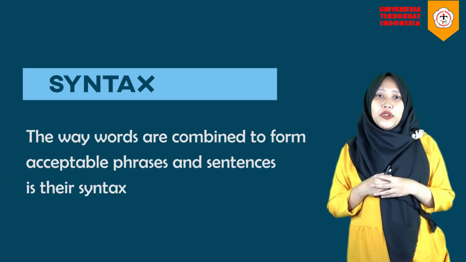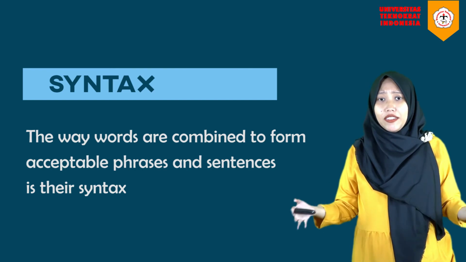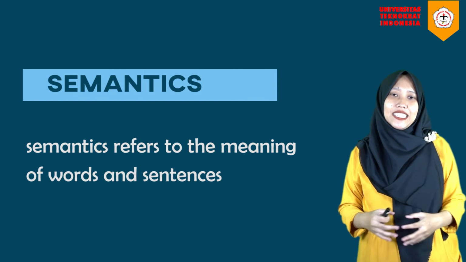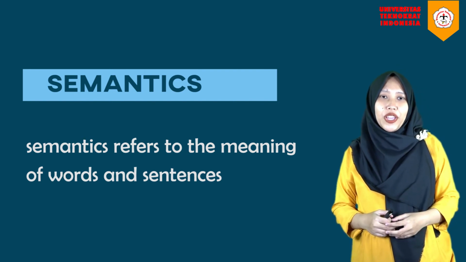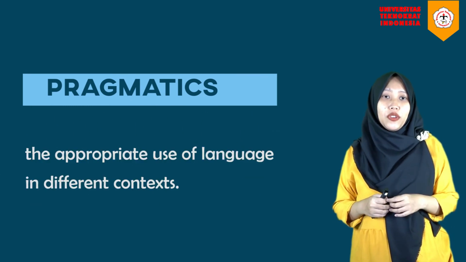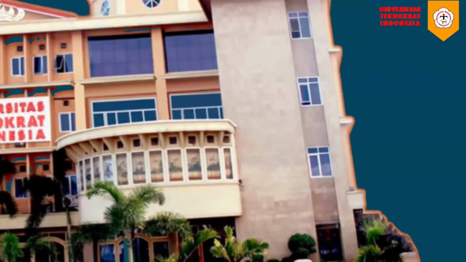Syntax. The way words are combined to form acceptable phrases and sentences is their syntax. Semantics refers to the meaning of words and sentences. A final set of language rules involves pragmatics, the appropriate use of language in different contexts. What are some of the key developmental milestones in language development then? We will examine these milestones in infancy, early childhood, middle and late childhood, and adolescence.